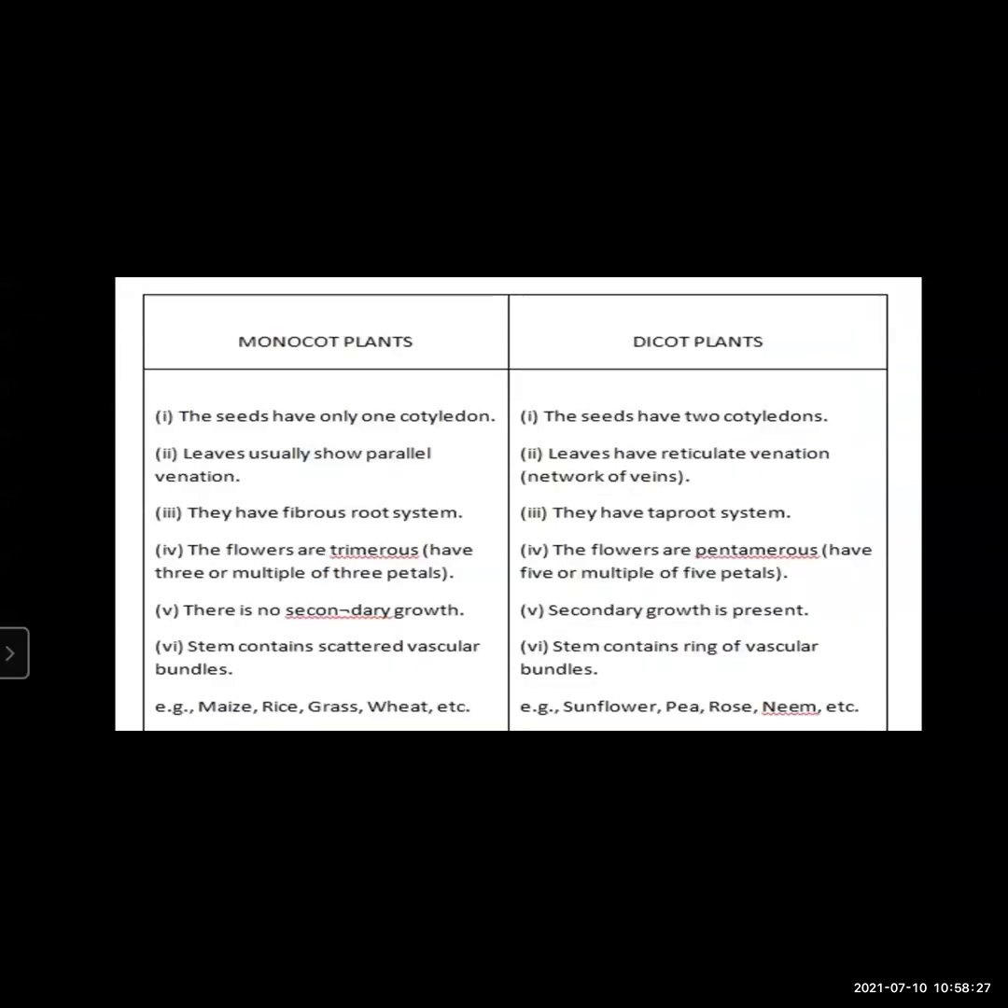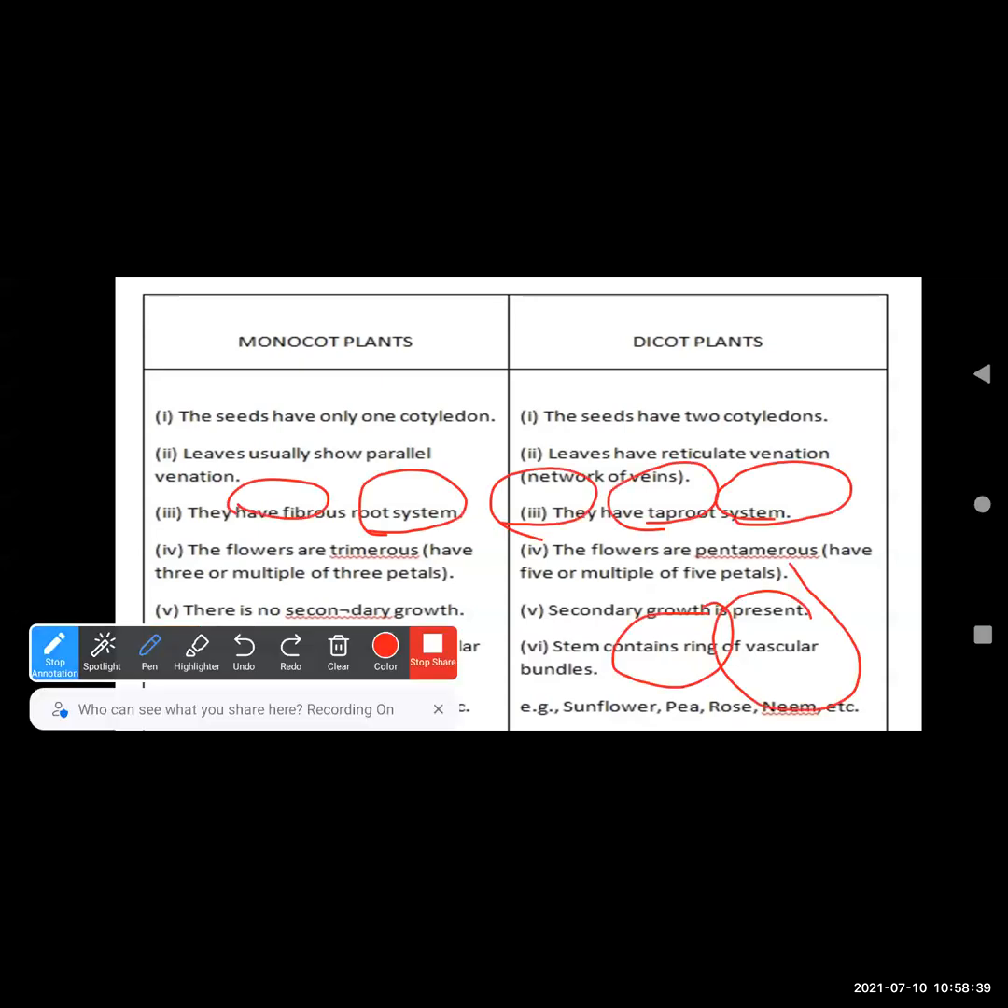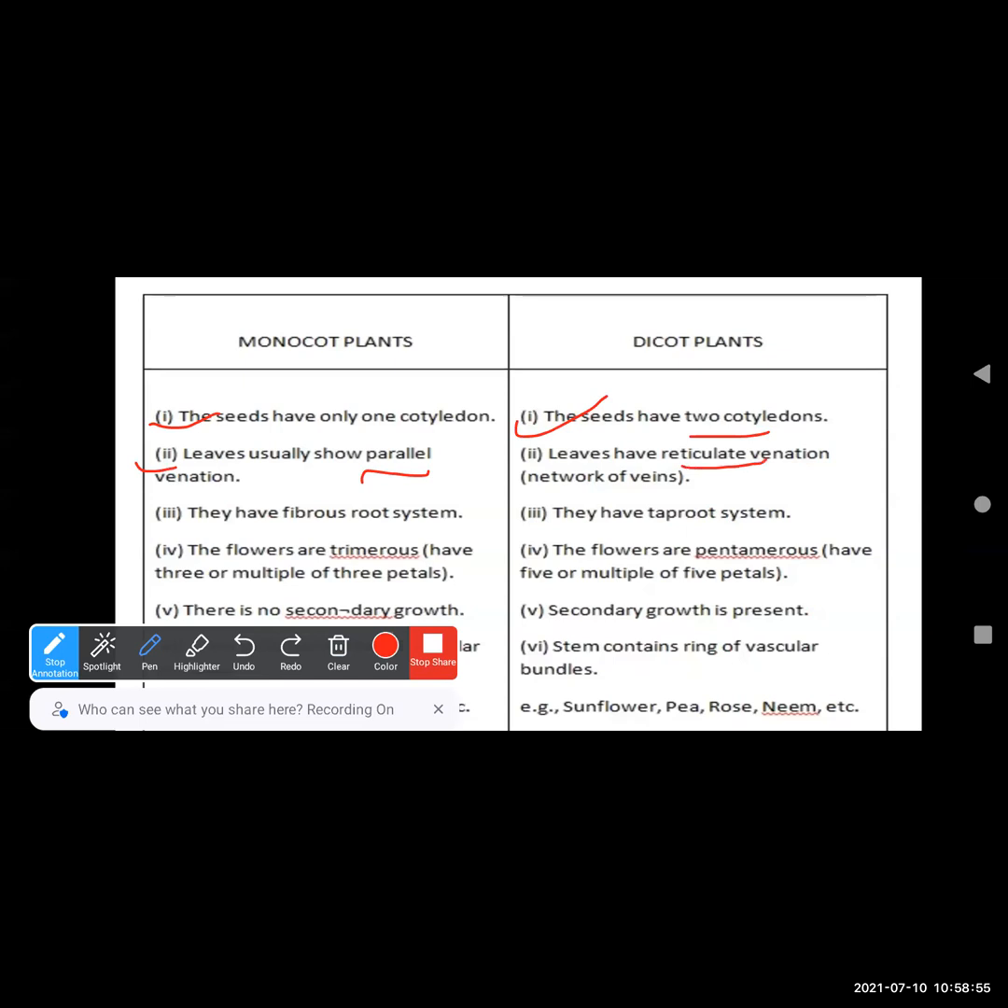Now this is how you have to write in your notebook when asked to distinguish between monocot plants and dicot plants. The first distinguishing character: the seeds have only one cotyledon, while here the seeds have two cotyledons. Leaves usually show parallel venation, while here leaves show reticulate venation. Then the third point: they have a fibrous root system, and here they have a taproot system.